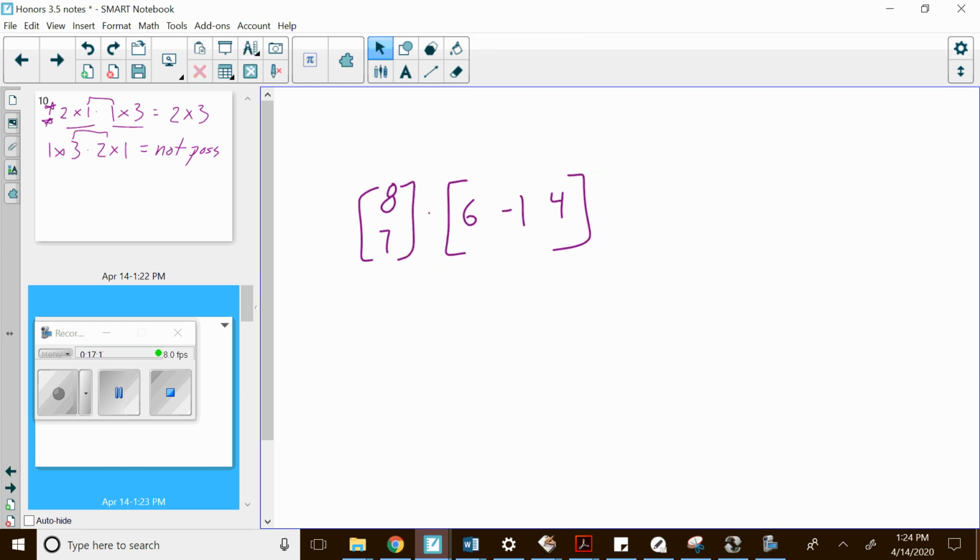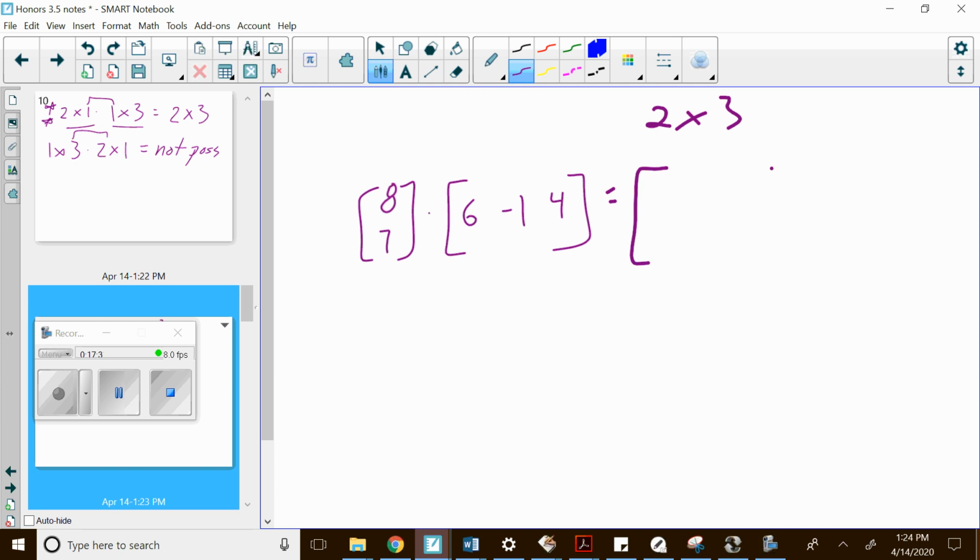The result of this is a 2 by 1 and a 1 by 3, so the result is going to be a 2 by 3. I'm going to write this out. 2 rows, 3 columns. So 1, 2, just like that. Now let's do this. This will go quite a bit quicker.